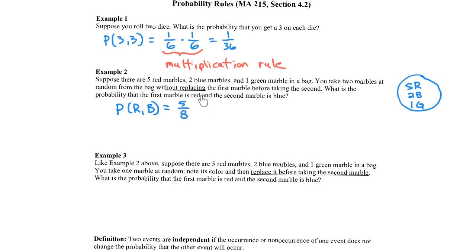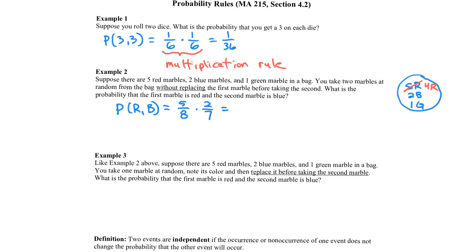Now, it says without replacement, so we're going to pick another marble, but this red one we're not going to put back. So now we don't have 5 red marbles anymore. Now we have 4 red marbles, right? Without replacement, we're not putting it back. And now we're going to pick again, and we want to know what's the probability that we get a blue marble. Well, now we've got 7 marbles, right? There's 7 marbles left. 2 of them are blue. So the probability we pick a blue marble is 2 out of 7. And again, what we're going to do is multiply.